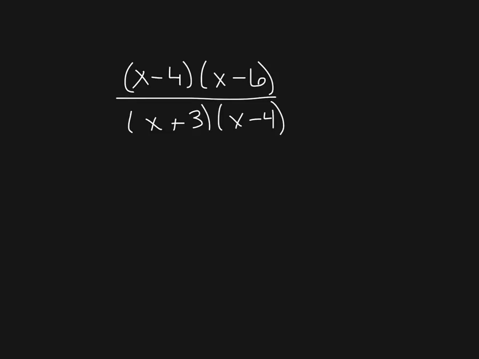Okay, remember parentheses are a type of grouping symbol. So because x minus 4 is in parentheses, it is a group. So I have to keep that group together. It cannot be split up. But you see we have an x minus 4 here, and we have an x minus 4 there. Since I have it on top and I have it on bottom, I can cross that off. And that leaves me with an x minus 6 on top and an x plus 3.